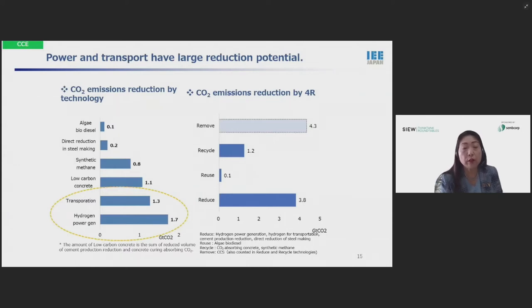As shown in the left figure, power and transportation sectors have high potential of emissions reduction in CCE scenario, circular carbon economy scenario, because blue hydrogen plays a significant role in both sectors. Coal power will be partially replaced with hydrogen derived from additional natural gas production. Hydrogen demand will grow in Asia.